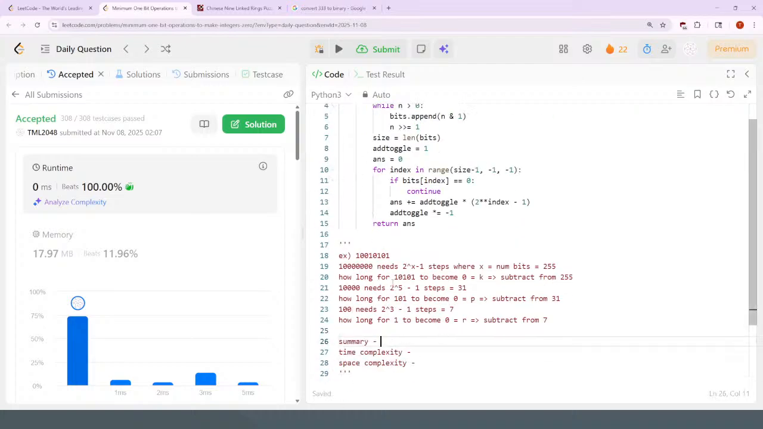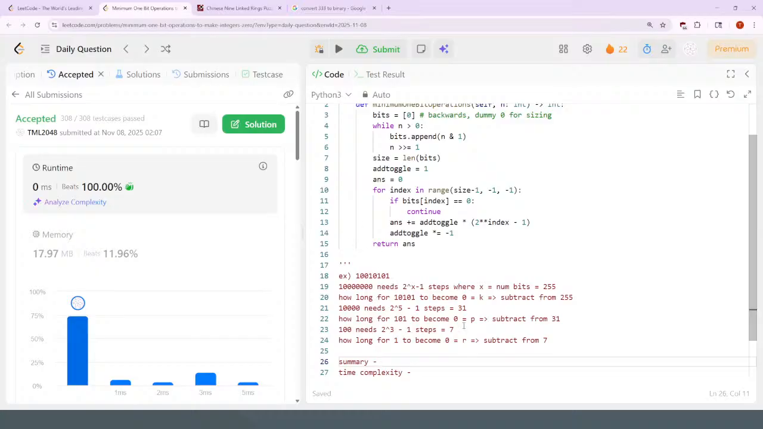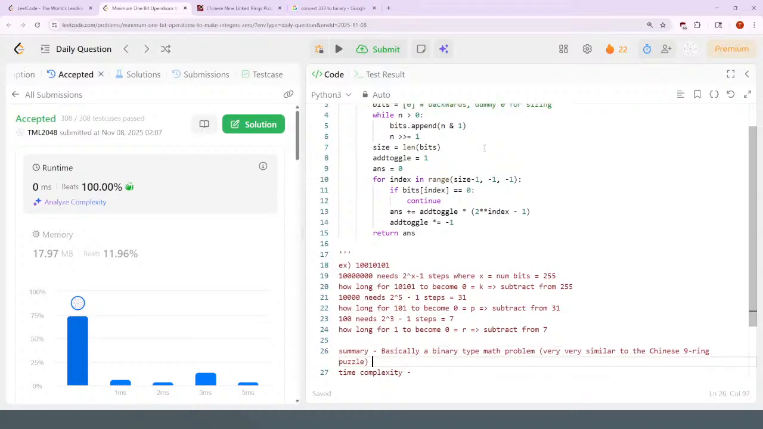So summary here is basically a binary type math problem. Very, very similar to the Chinese nine ring puzzle. And just a kind of computational form of it.